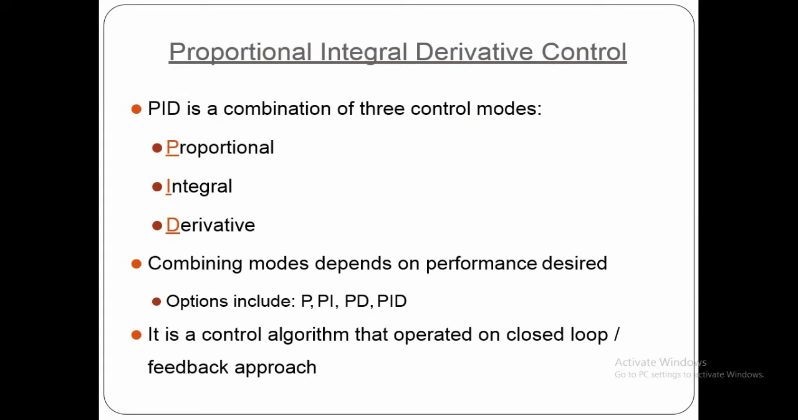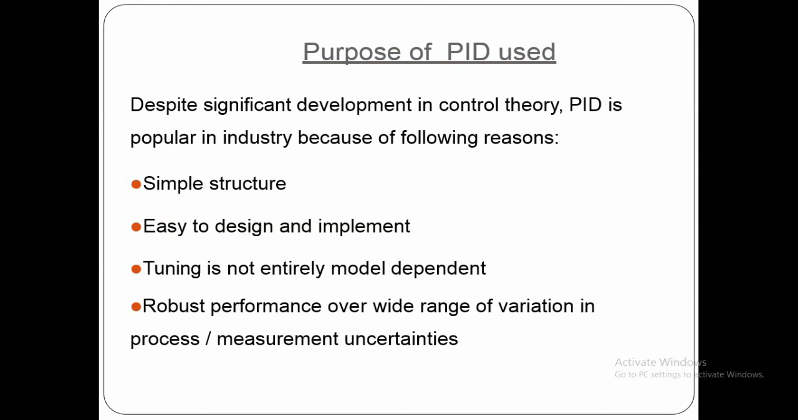So the proportional integral derivative controls are a combination of three controls. The proportional, integral and derivative modes are combined depending on the performance desired. So there are options: P, PI, PD, or the combination, PID. The purpose of the PID use: it has a simple structure, is easy to design and implement, and tuning is not entirely model dependent.